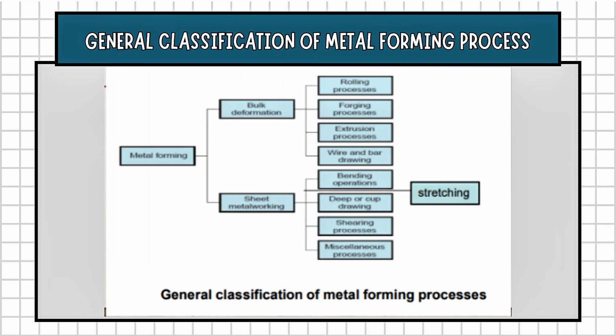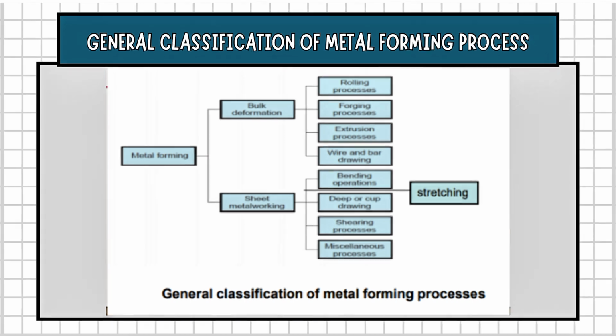And finally, we have miscellaneous processes. These include specialized sheet metal operations like spinning, embossing, coining, and flanging. They are used when we need surface texture, decorative patterns, or special forms that don't fall neatly into the other categories. To summarize this flowchart, bulk deformation handles thick metals and focuses on major cross-section changes, whereas sheet metal working handles thin sheets and focuses on bending, stretching, cutting, and surface-based deformation.